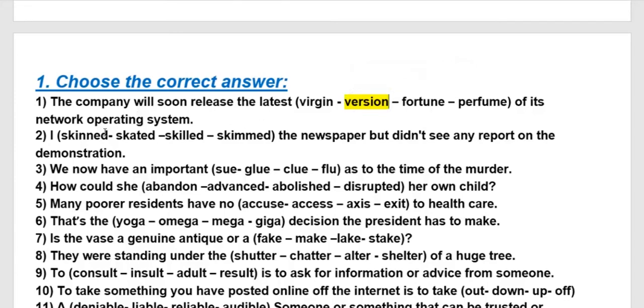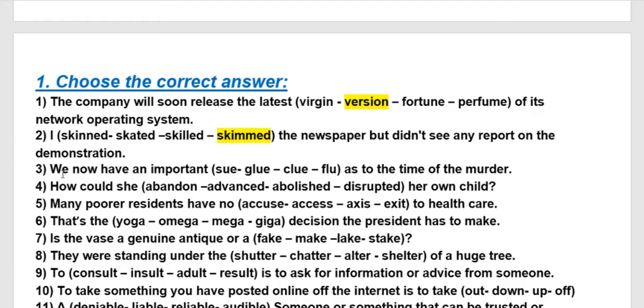Number 2. I skimmed the newspaper, but didn't see any report on the demonstration. Skim, what does it mean? To read something quickly, looking for important information or important points. Skate, to move from one place to another by using a skateboard.